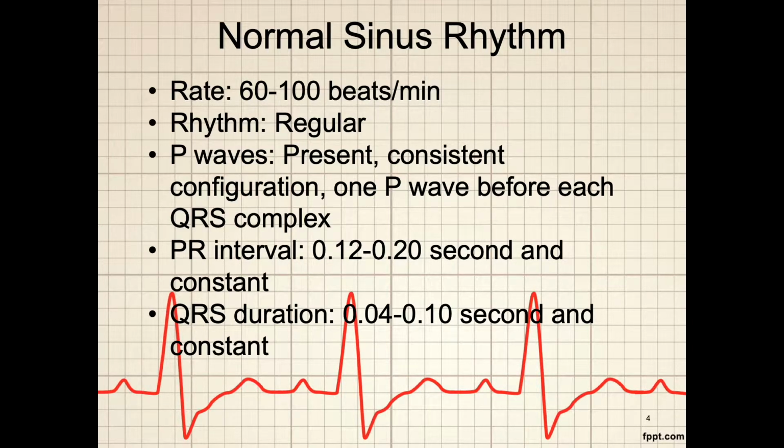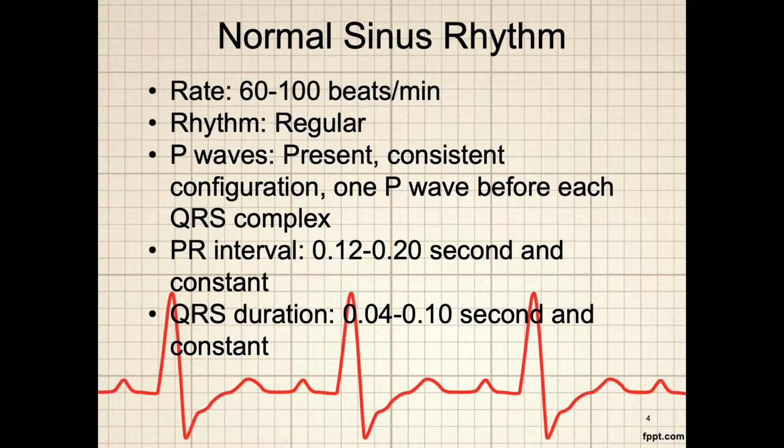we see that the rhythm is regular, that the rate is between 60 and 100 beats per minute, that there are P waves present with a consistent configuration, and that there is one P wave before each QRS complex. Further, that the PR interval is indeed between 0.12 and 0.20 of a second, and it's constant, and the QRS duration is between 0.04 and 0.10 or 12 of a second, and also constant.